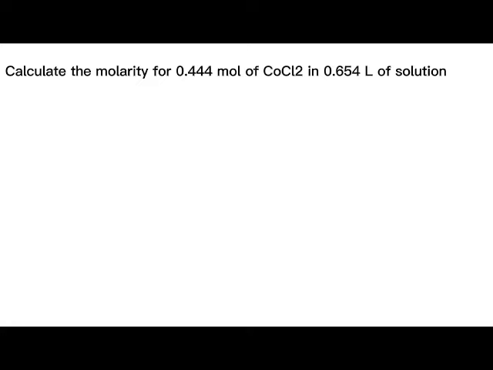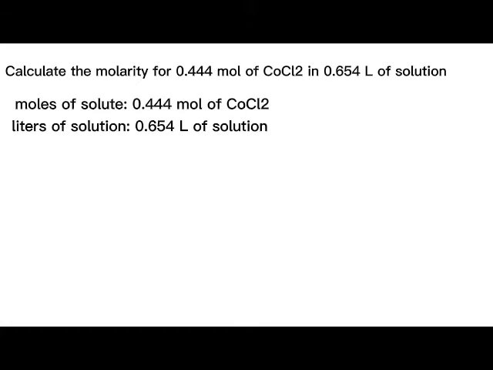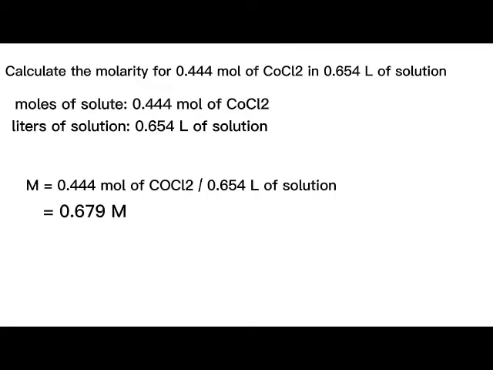Calculate the molarity for 0.444 mole of COCl2 in 0.654 liters of solution. First, we list the given, which is the moles of solute, 0.444 mole of COCl2, and the liters of solution, which is 0.654 liter of solution. Using the formula given in the previous slide, we divide 0.444 mole of COCl2 over 0.654 liters of solution. And now we get 0.679 M.